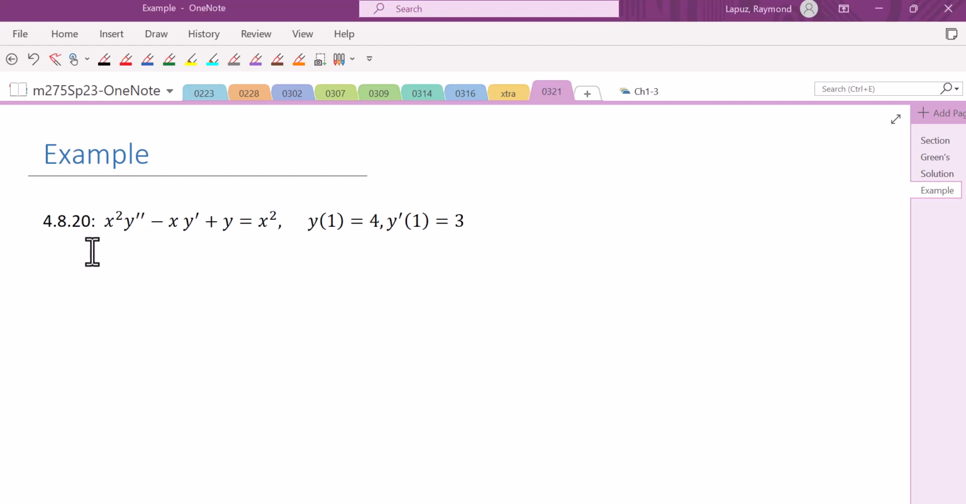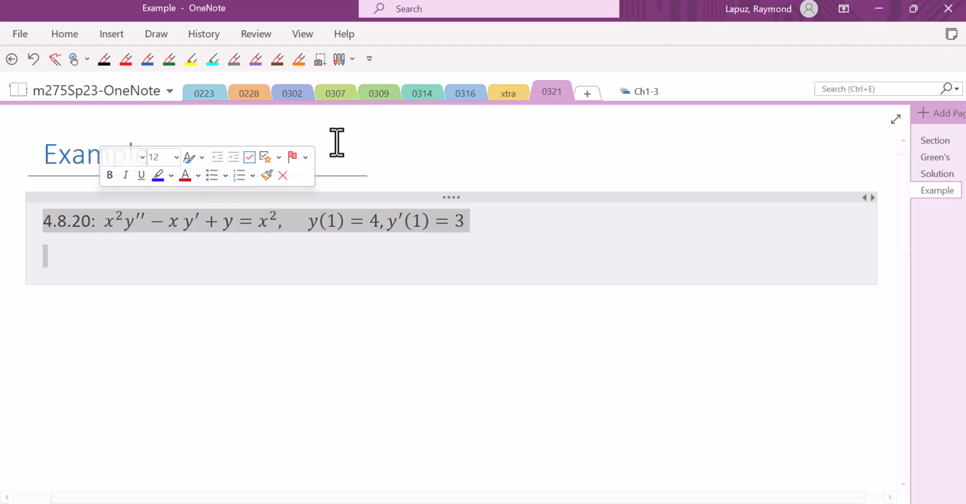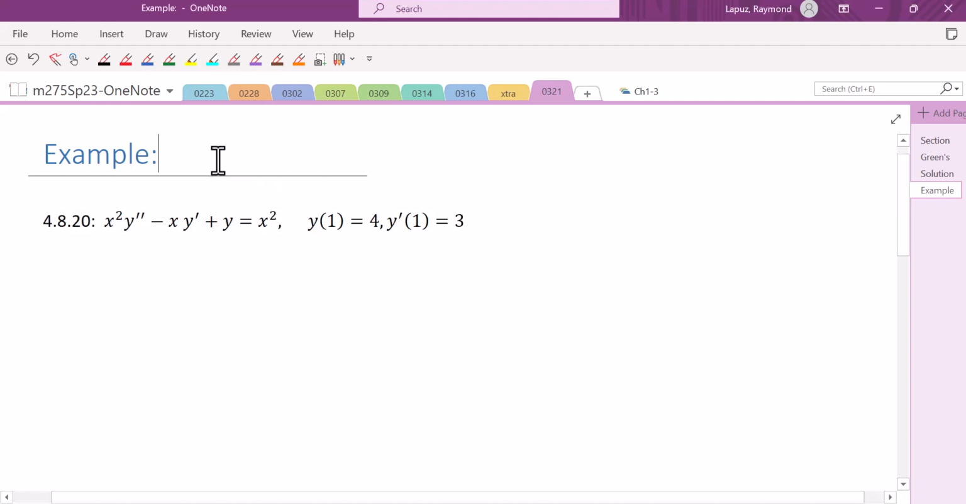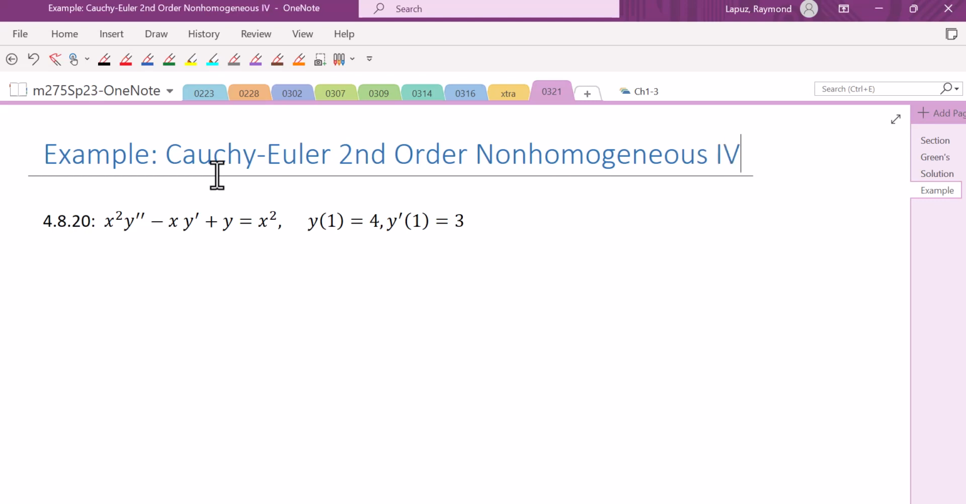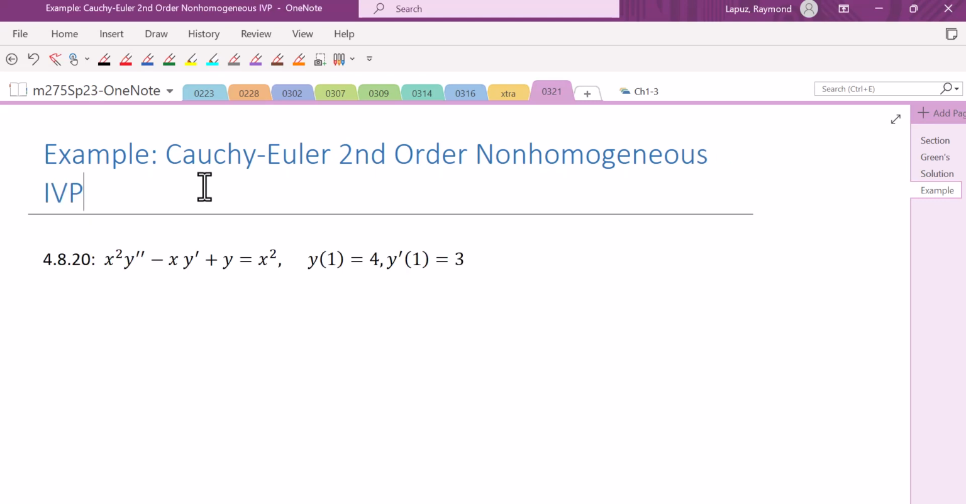My name is Lapuz, and in this problem we are trying to solve for a Cauchy-Euler second order non-homogeneous initial value problem.